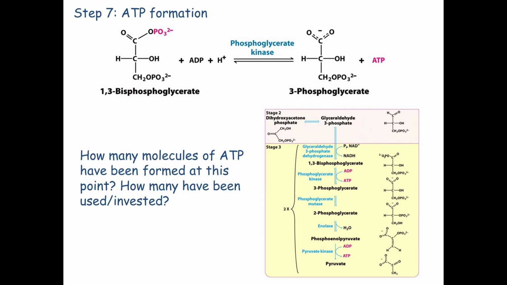So to answer my question here, which I asked earlier, how many molecules of ATP have been formed at this point? 2. 2, right? Because it looks like 1 up there, but remember we did this twice for 2 of these 3 carbon molecules. And how many have been used or invested at this point? 2. 2. Which steps were those?